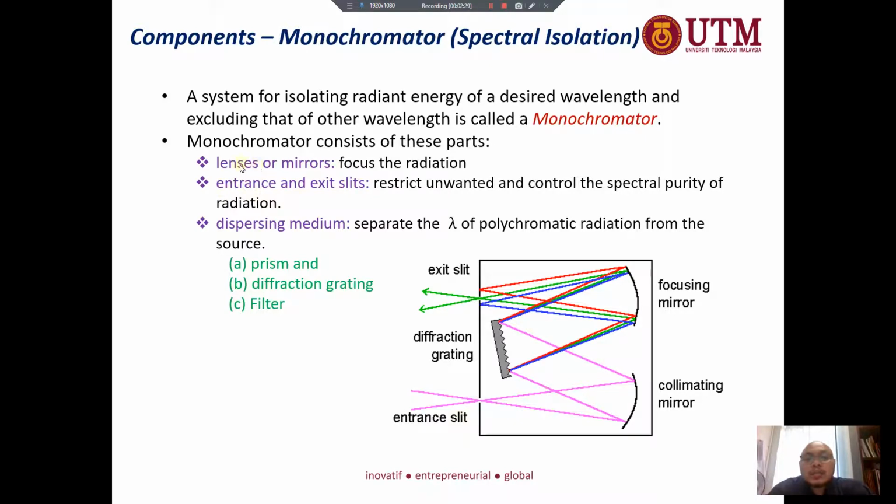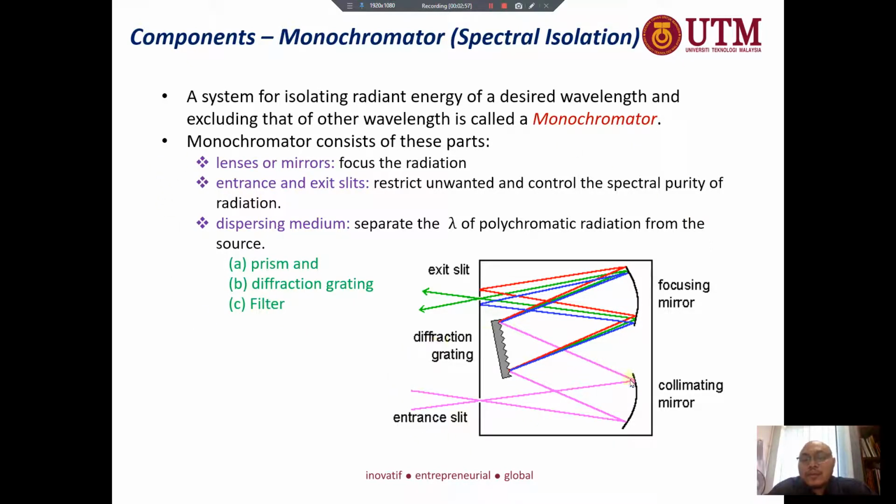Okay, so you need to mention these three: lenses, mirrors, entrance and exit slits, and dispersing medium. Okay, please state three different kinds of dispersing medium. So you need to be able to understand the difference between prism, diffraction grating, and filter. Okay, so these are three parts.